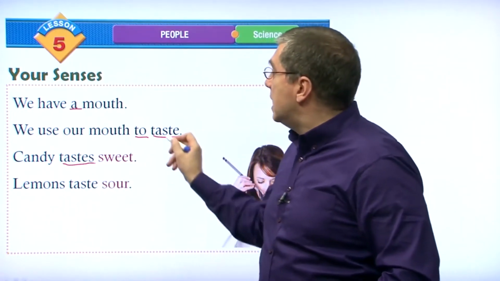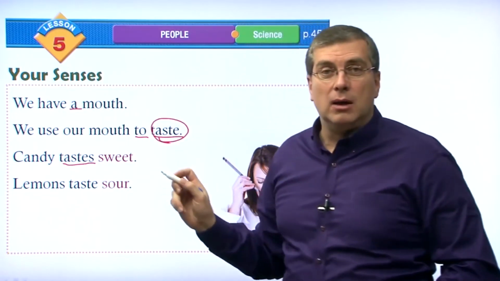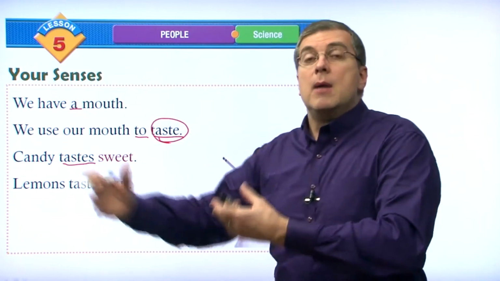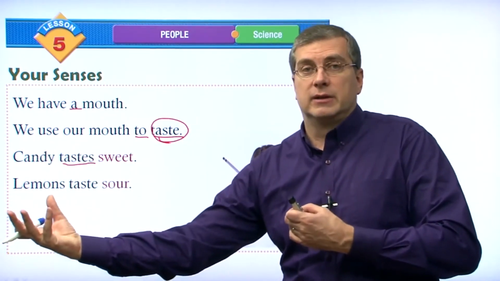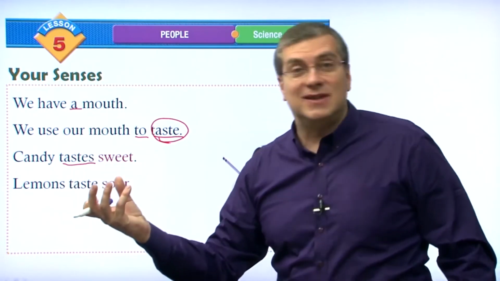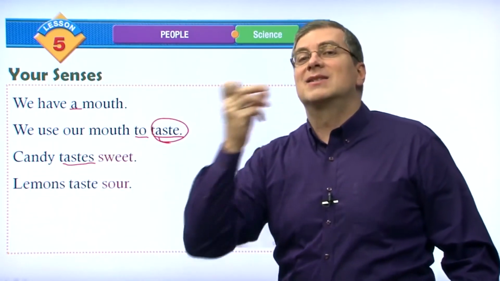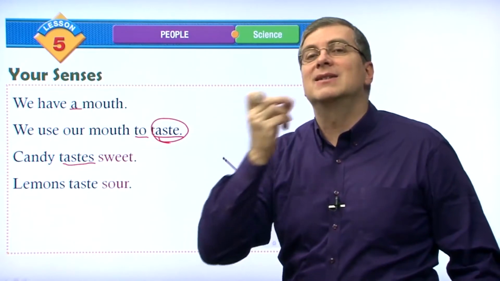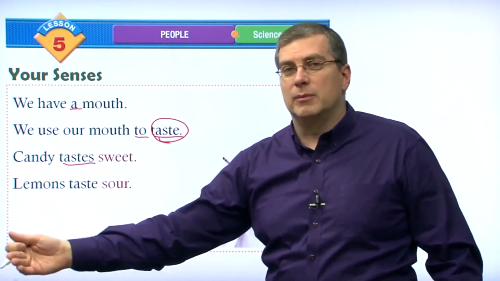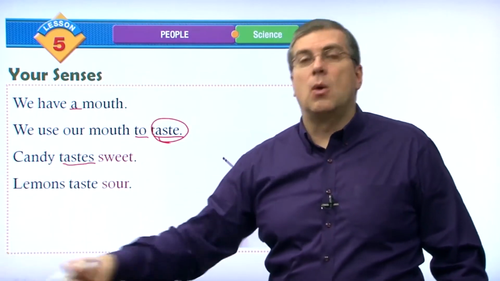Those are our opposites. So again, just like smell, we taste something. Humans taste something, but things also taste. But it doesn't mean that candy has a tongue. Candy isn't tasting things. Candy tastes something to us. Candy tastes sweet.